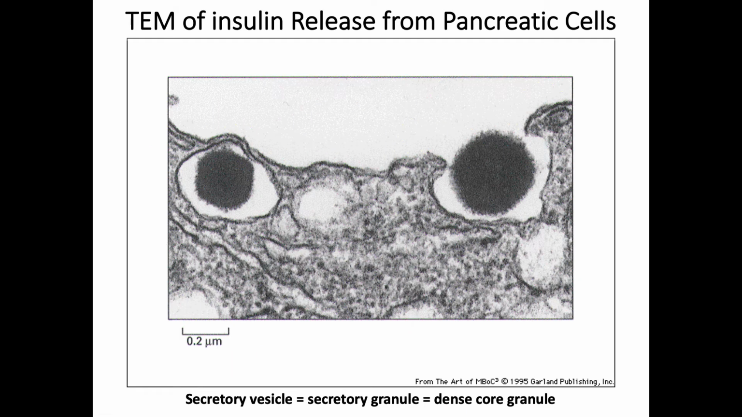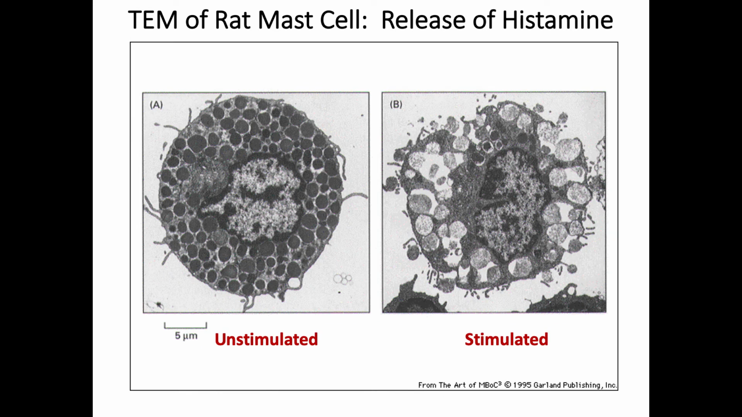This just shows a secretory granule getting out from a pancreatic cell, electron dense, just straightforward. This is an interesting cell, called a mast cell. It's from a rat, but we have these. These are white blood cells. They are packed with histamine granules, and when they release, you will have an allergic reaction. So this is just a little bit extra, not needed.